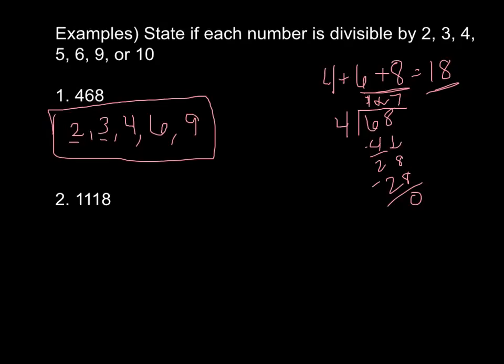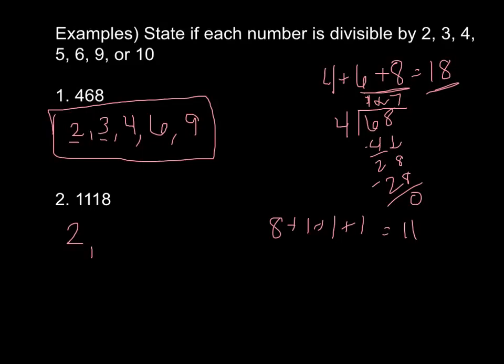Okay, let's try another one. 1118. Let's see. Is the ones digit even? Yep, so it's divisible by 2. The sum of the digits is divisible by 3. Okay, so let's add 8 plus 1 plus 1 plus 1. So 8 plus 3 equals 11. And is 11 divisible by 3? Nope, it's not.